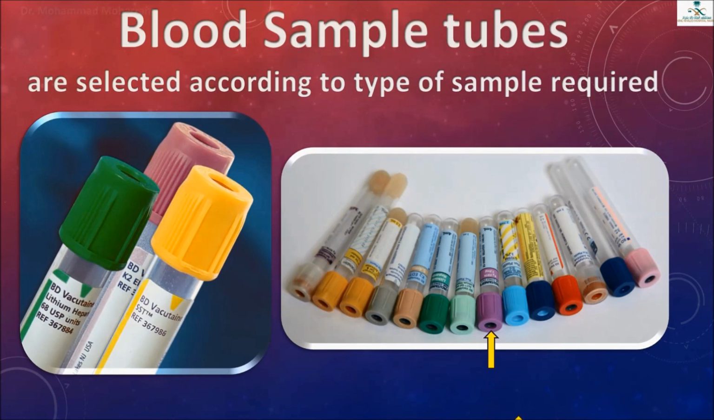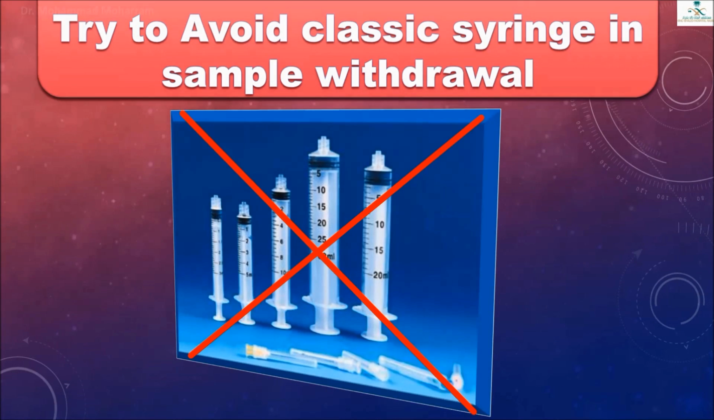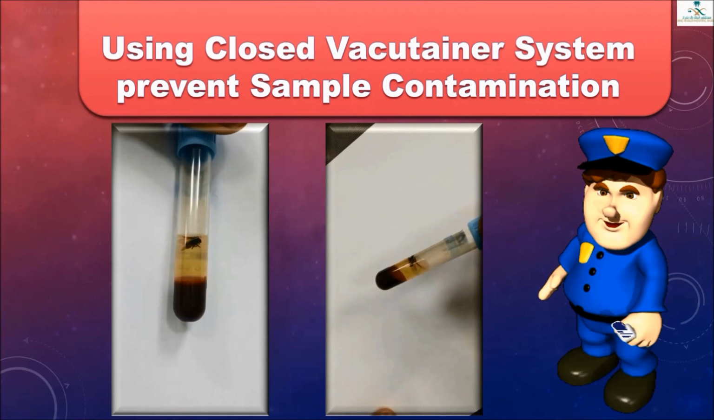Blood sample tubes are selected according to the type of sample required. Yellow arrows here point to commonly used tubes in our hospital. Try to avoid the classic syringe in sample withdrawal. Using a closed vacutainer system prevents sample contamination.